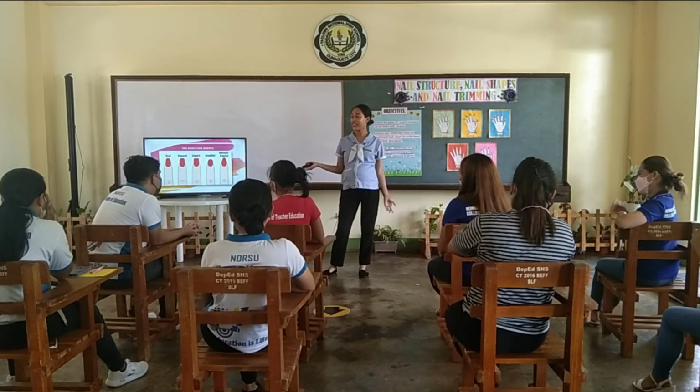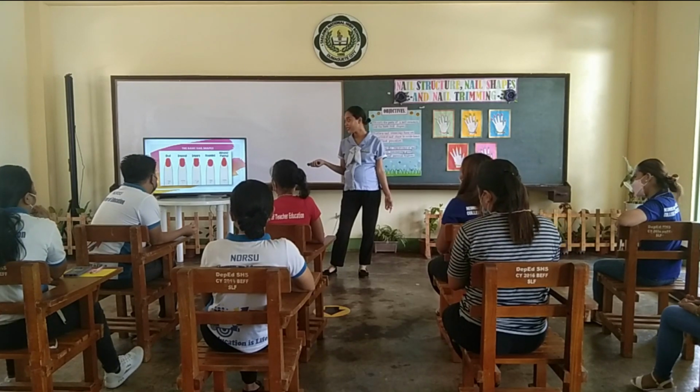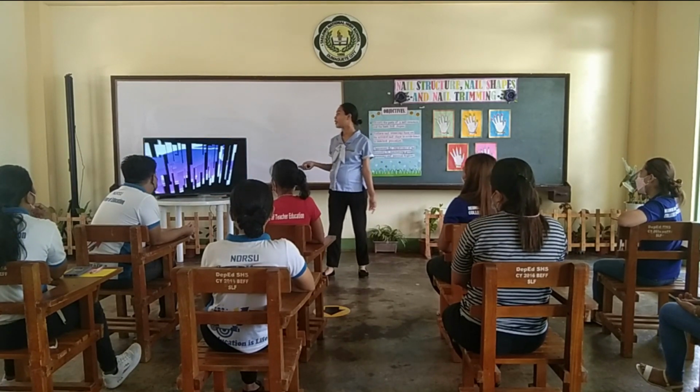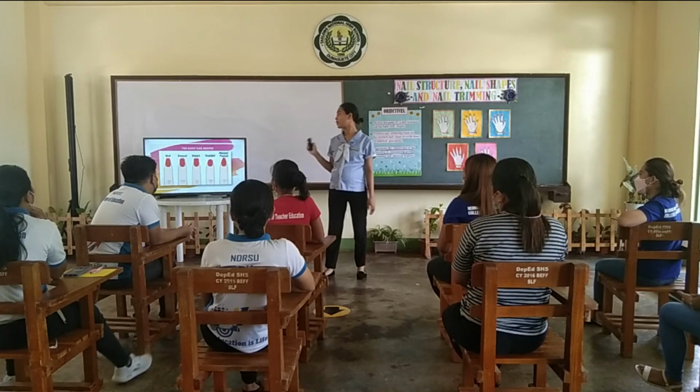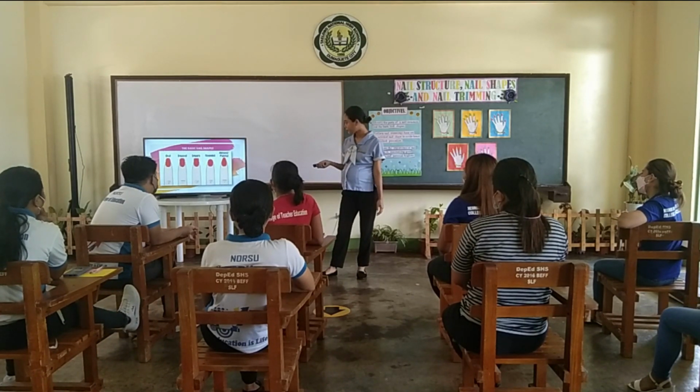So there you got it, class. The five basic nail shapes. So what are those again? Oval, squoval, square, rounded, and pointed. Good.